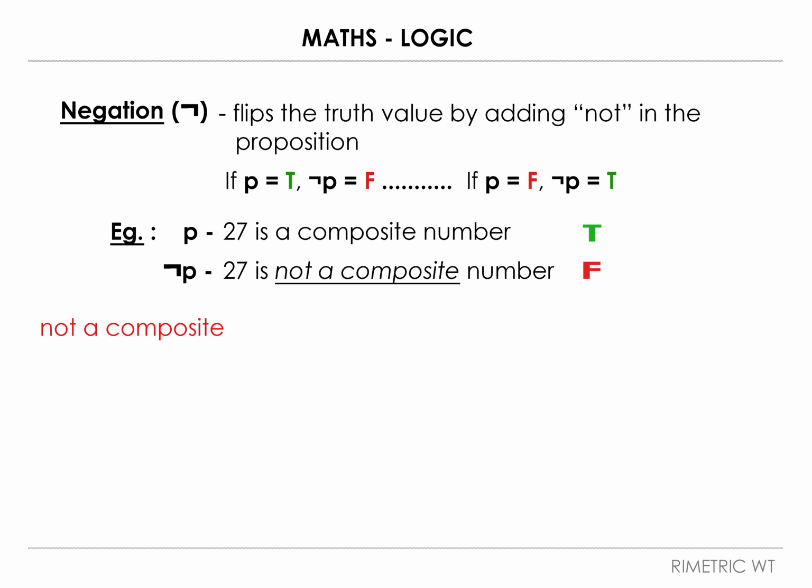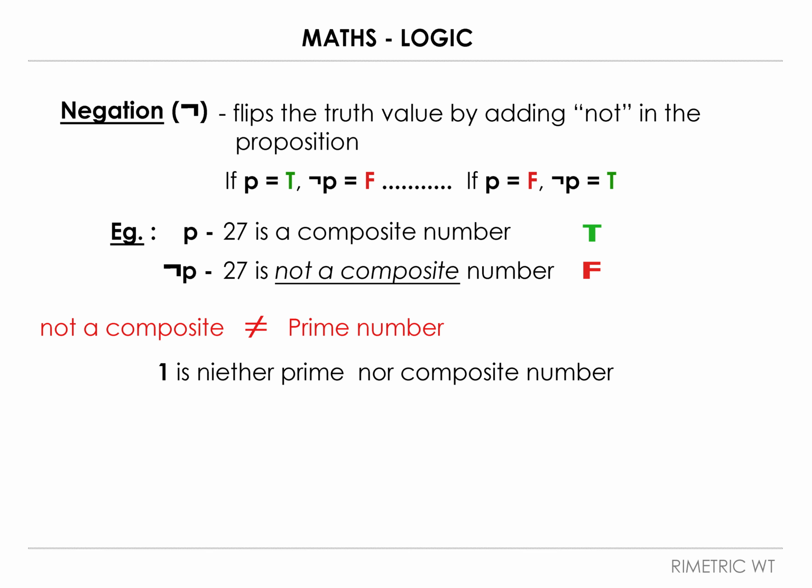Note that the phrase not a composite number is not necessarily equivalent to a prime number, since a number can be neither prime nor composite, for example, 1. Therefore, the statement for not P remains 27 is not a composite number, with a truth value of false.